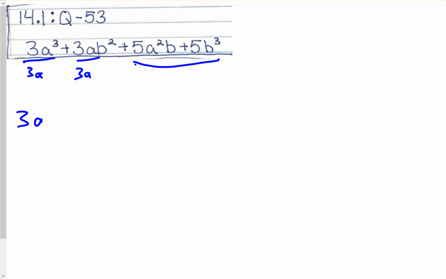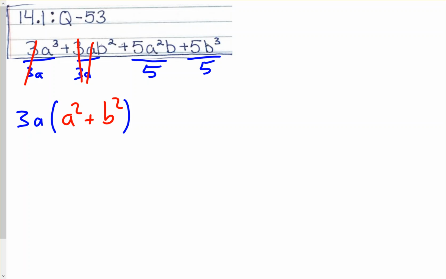That means we'll have 3a, and then in parentheses, the 3's here cancel. A to the third divided by a would be a squared. Here the 3's cancel, a's cancel, we're left with b squared. So there's a plus between, so plus b squared. For the second group, we notice they both have a 5. So we're going to divide by 5. And they both have a b. This is a b, this is a b cubed, so we take the smaller one, which is just the b. So 5b.